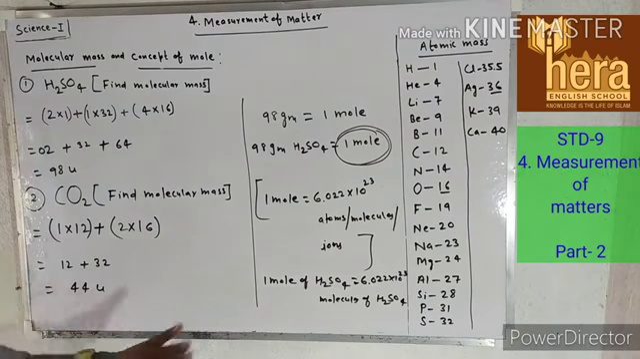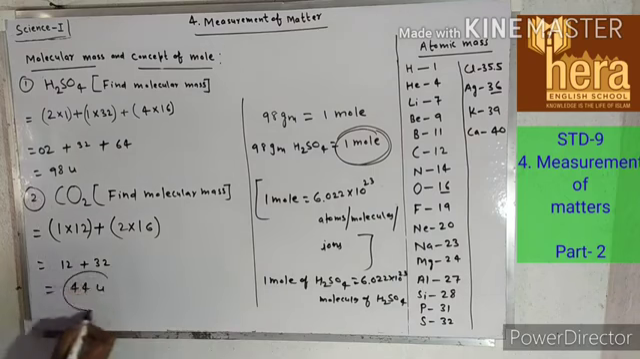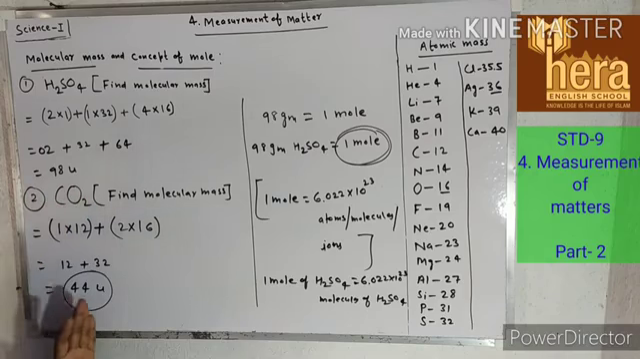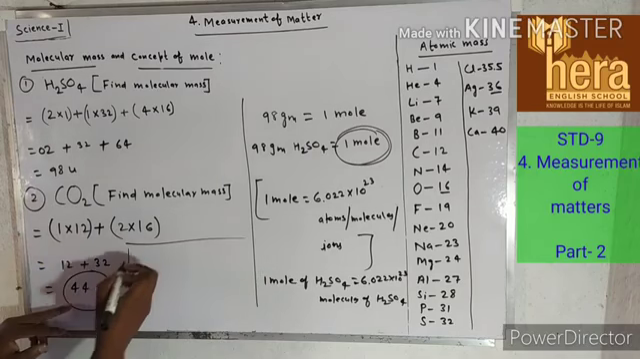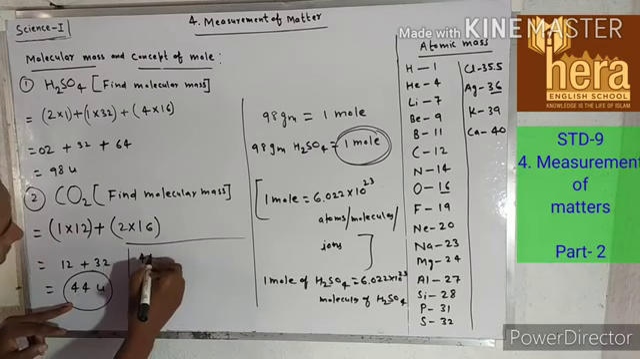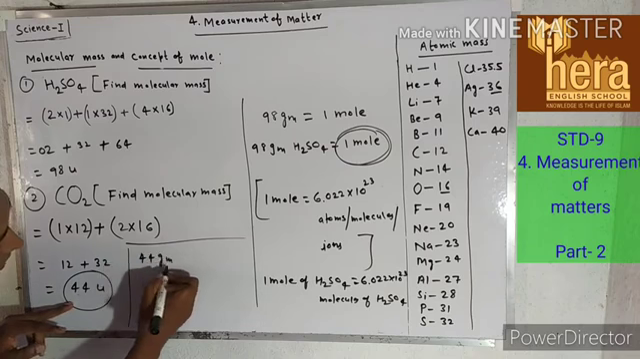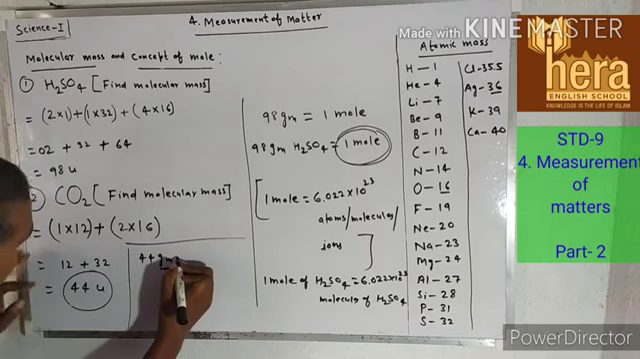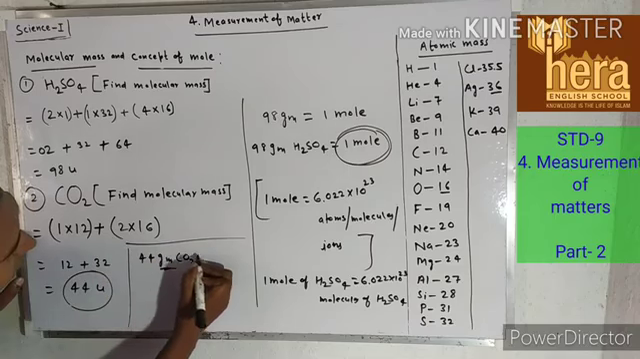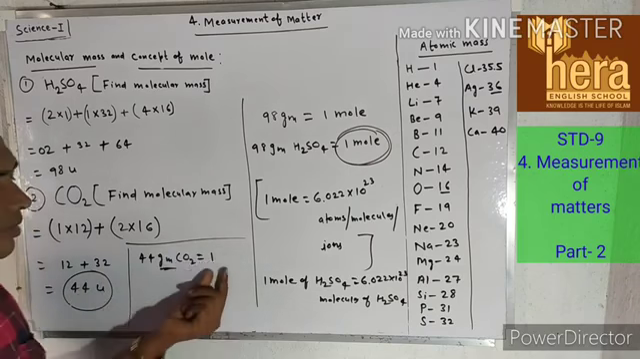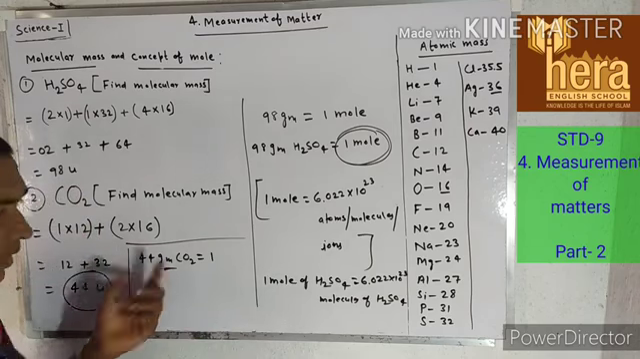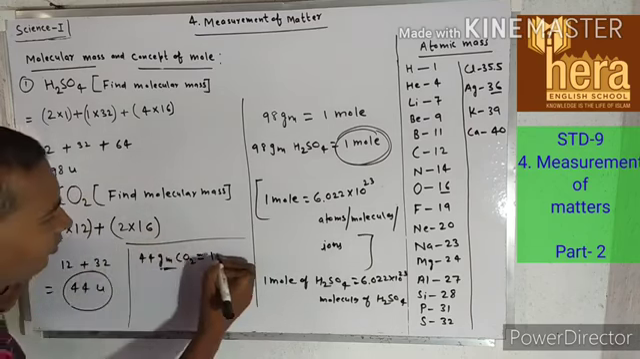Understood? Similarly, if you represent molecular mass in gram, similarly we can write here 44 gram. See, here is the unit, gram. 44 gram CO2 is equal to 1 mole. Always, if you express molecular mass in gram, then that will be equal to 1 mole.